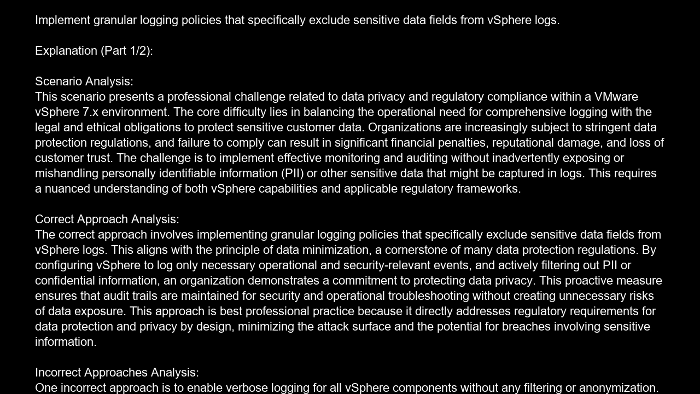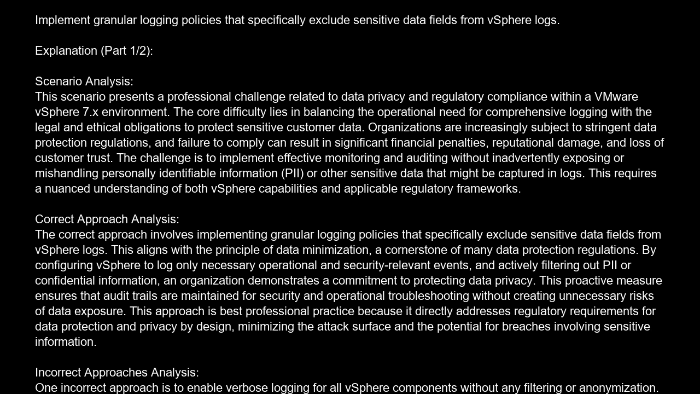Correct approach analysis. The correct approach involves implementing granular logging policies that specifically exclude sensitive data fields from vSphere logs. This aligns with the principle of data minimization, a cornerstone of many data protection regulations. By configuring vSphere to log only necessary operational and security-relevant events, and actively filtering out PII or confidential information, an organization demonstrates a commitment to protecting data privacy.